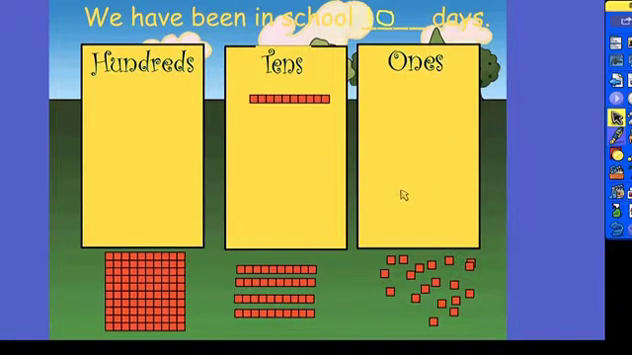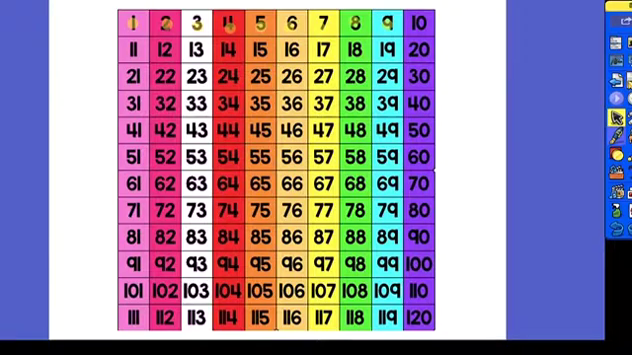Okay, so now we have 1, 2, 3, 4, 5, 6, 7, 8, 9, 10. 10 ones or one 10 bar to show that we've been in school for 10 days. Grab your number chart and let's go ahead and count. Put your finger on the number as we say the number. 1, 2, 3, 4, 5, 6, 7, 8, 9, 10. Great job.